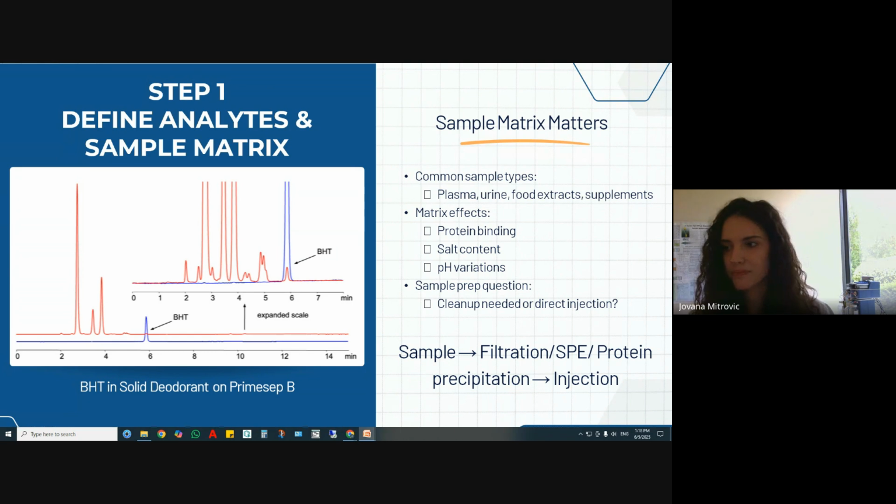reproducibility. So in summary, understanding your sample matrix and planning appropriate sample preparation helps prevent issues downstream and extend column lifetime as well. So it's an essential step ensuring consistent and reliable results.